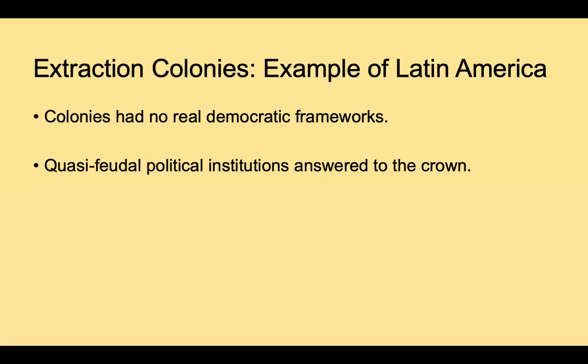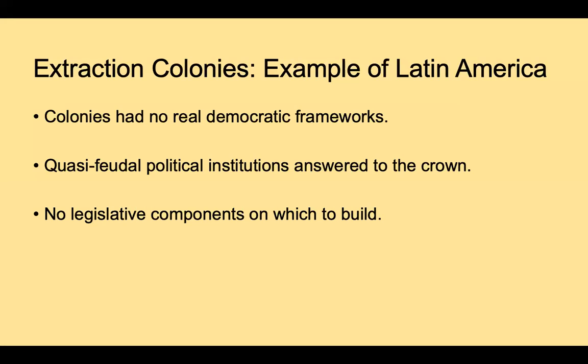And they used what were essentially quasi-feudal political institutions to do this. And these were set up to answer to the crown and to duplicate the authoritarian institutions that were in place in Spain and in Portugal itself at the time. And so what this meant was that there was no legislative component. There was no representation of interests. There was no assembly or channel for the articulation and formation and representation of the different interests in society. There was no set of mechanisms for relationships of accountability between different institutions. Those did not exist. These were absolute states that lacked a democratic framework of any kind.